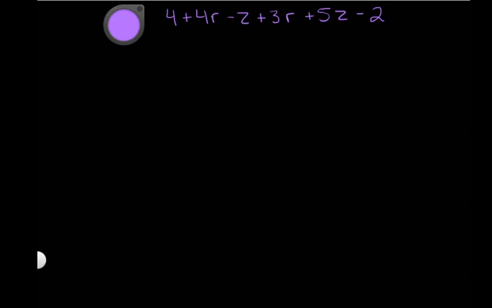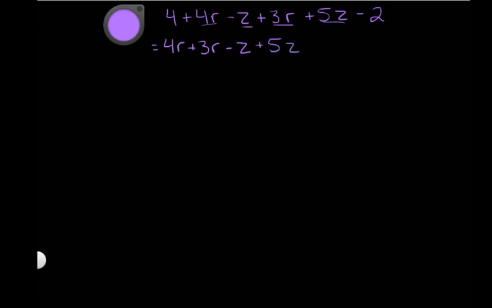Remember that when we write answers, we want to put our variables in order. So let's rearrange this question here first. So let's put all of my terms that have an r together. So I can write 4r. What else do I have? I've got a 3r here, so plus 3r. That takes care of my r's. Now let's look at my other terms with variables. I've got a negative z, so minus z. Do I have any other z's? Yes, I have this plus 5z, so plus 5z.